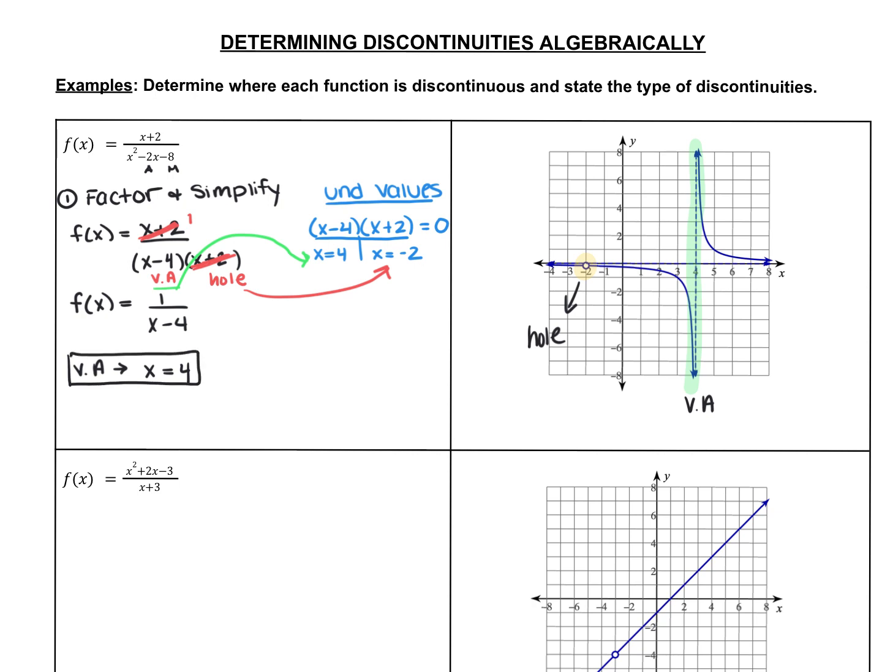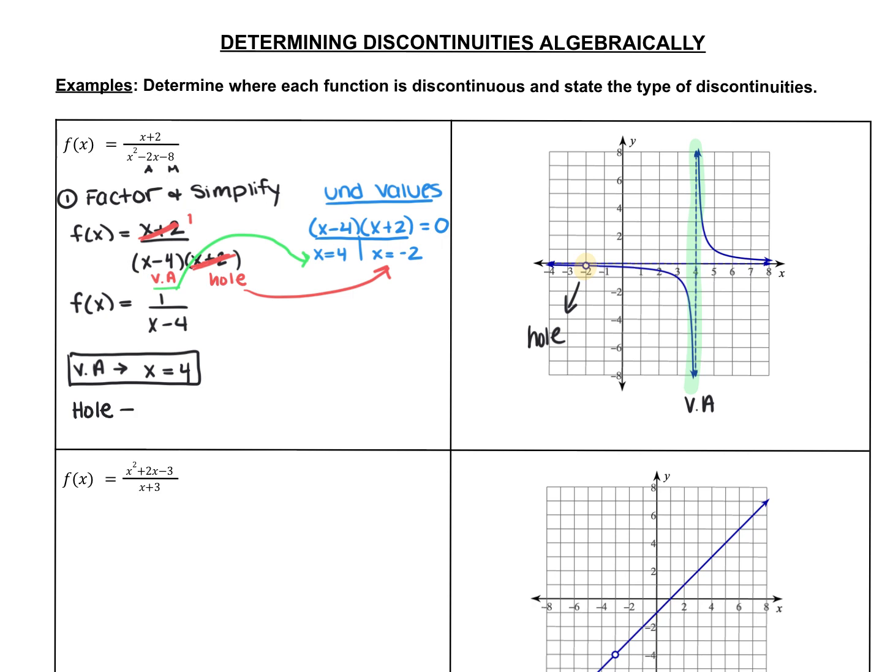And now the second type of discontinuity is a hole. So remember, since the x plus 2 is canceled, our hole is at x equals -2. It's pretty much the opposite sign of what's in the parentheses. And that's clear. We have our -2 is our hole. But really a hole is a point. So we need to find the y value of this point.